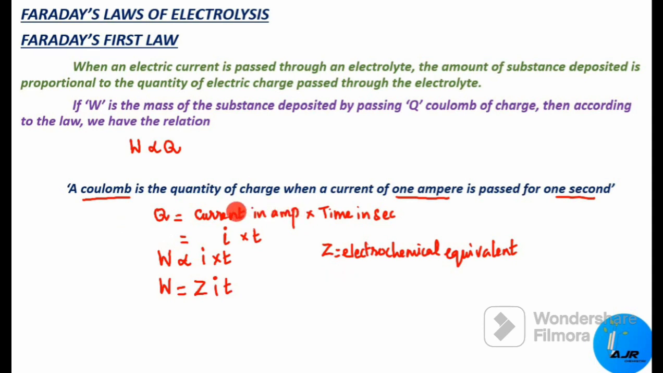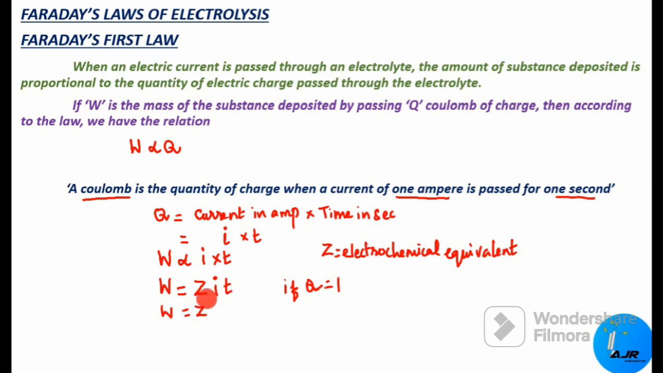When a current of 1 ampere is passed for 1 second, then Q will be equal to 1. Am I right? In that case, W will be equal to Z. That is, if I into T is 1, then W will be equal to Z. Is it not? If Q is equal to 1, then W will be equal to Z.